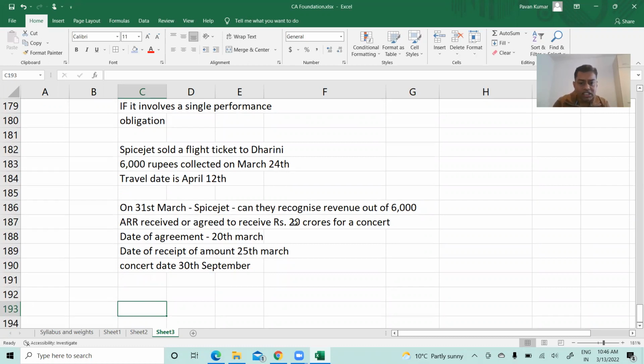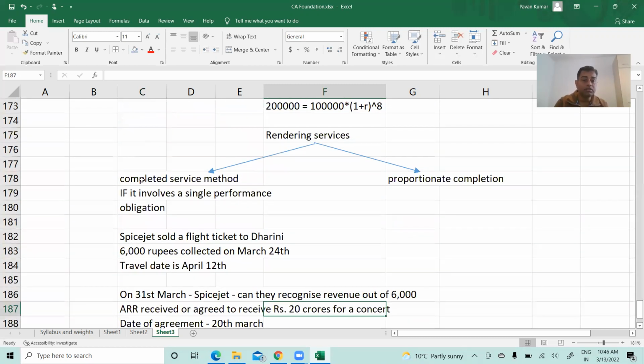Can he recognize this 20 crores as revenue for 31st March? No, it is contingent, it is a current liability. You have received in advance. Isn't it? So this is the completion method, proportionate completion method.